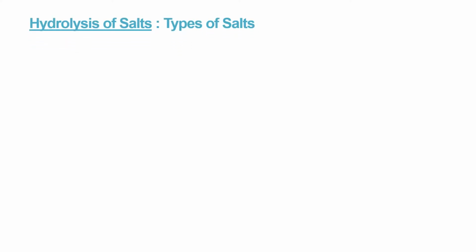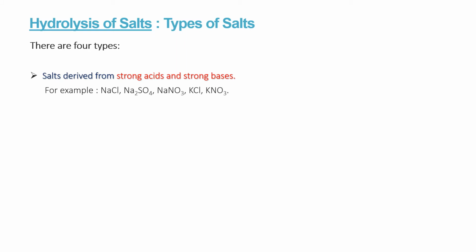Now first we see what is the type of salt here. Now see, you have a salt that is NaCl or CuSO4. Now this salt is formed due to the reaction between your acid and base, then you get a salt and water. Now first we see what is the type. So there are 4 types of salt. So first salt is derived from strong acid and strong base.